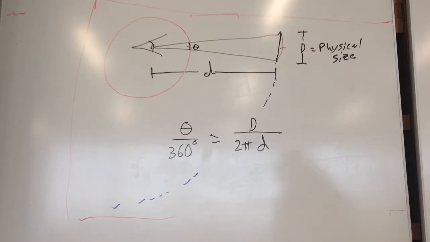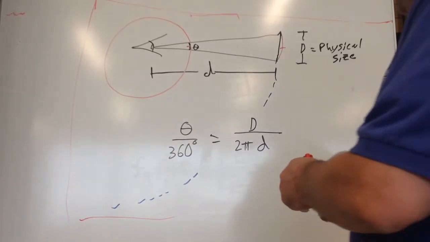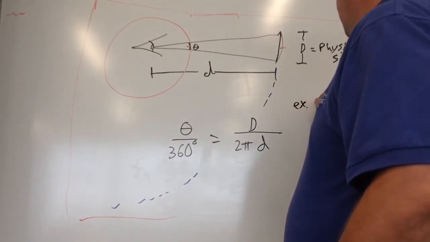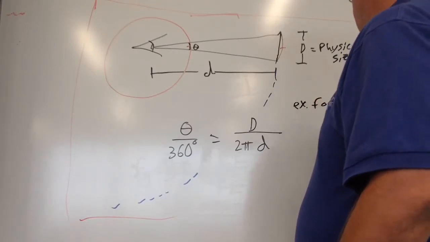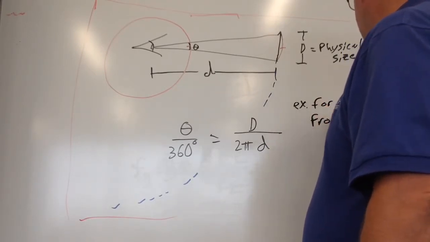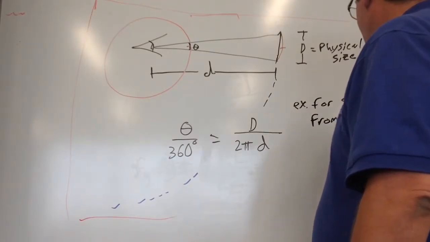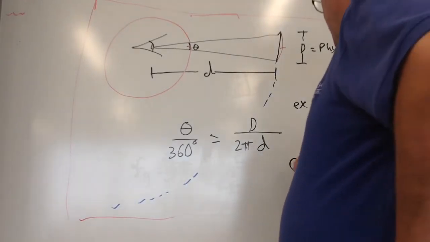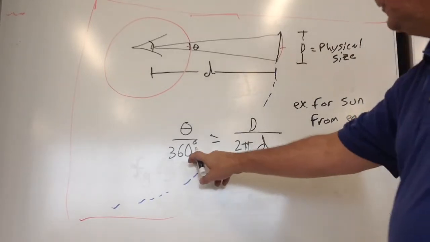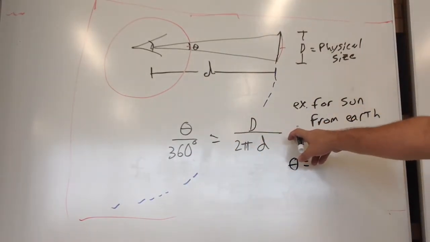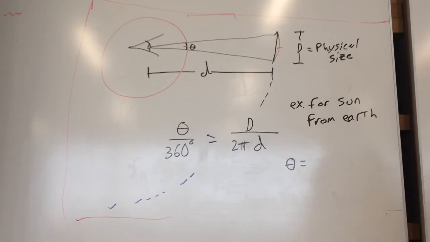I have data for the sun in front of me, so I'll do that real quick. We want to know, say, the angular size of the sun. That's on one of your worksheets. Okay? So we'll punch in theta. Again, all I'm going to do is do an algebra trick where I move the 360 over to the other side by multiplying both sides by 360. We all good with that?